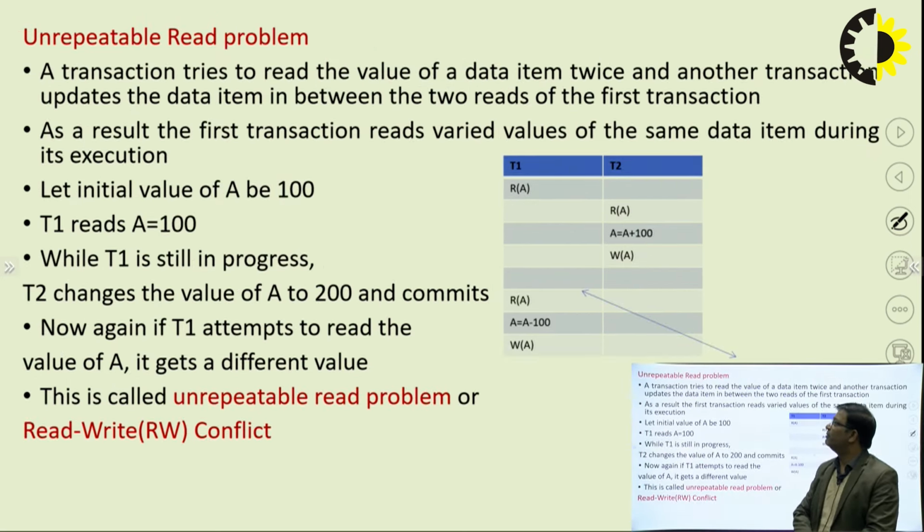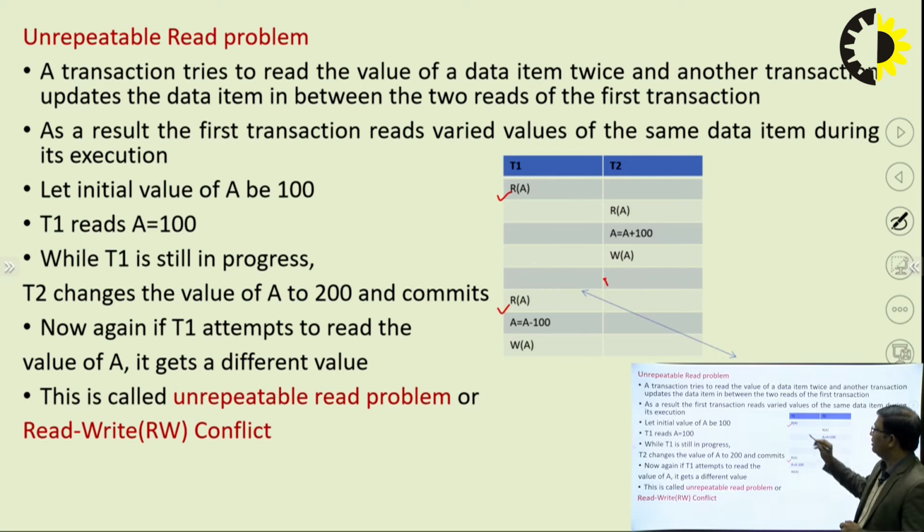The third is the unrepeatable read problem. What is this case? This is the case when a transaction tries to read the value of a data item two times and another transaction updates the data item in between those two reads. For example, this is read A and this is read A. Listen carefully. Read A, and what does T2 do? T2 has changed the value of A. So the first read gets the initial value of A, but the second read gets the changed value of A. This is called the unrepeatable read problem.